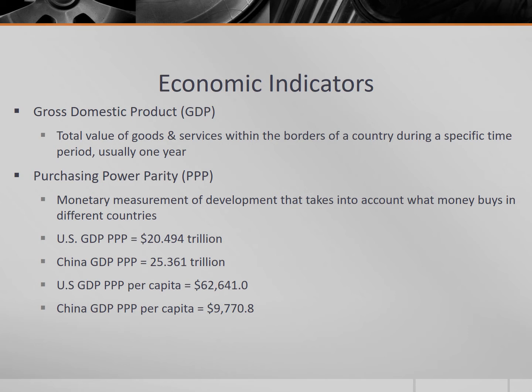A second way that we can measure economic development is by comparing either the annual incomes of people or the total accumulated wealth of people who live in various locations. We can start by looking at gross domestic product, or GDP, which is the total value of goods and services within the borders of a country during a specific time period, usually a year. Essentially, it is the goods and services produced within a country during a given year and the value of it.